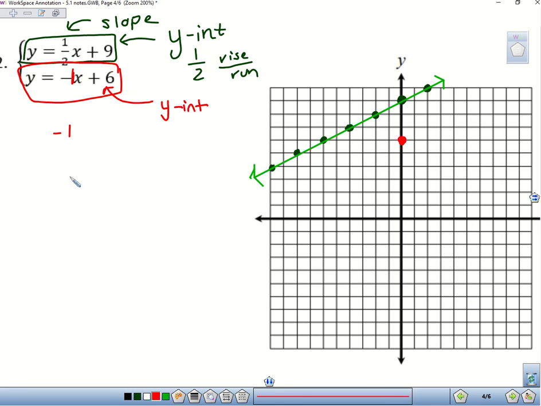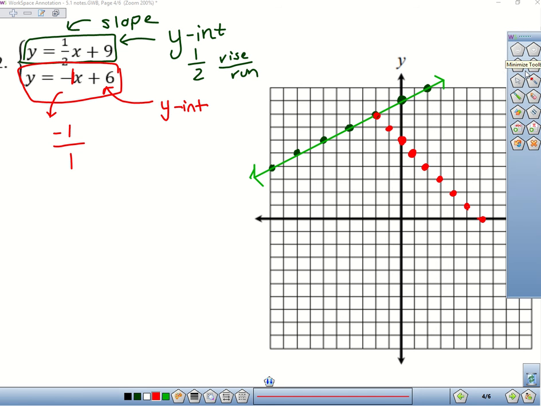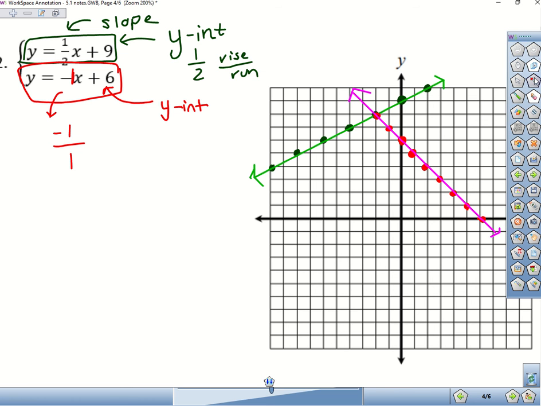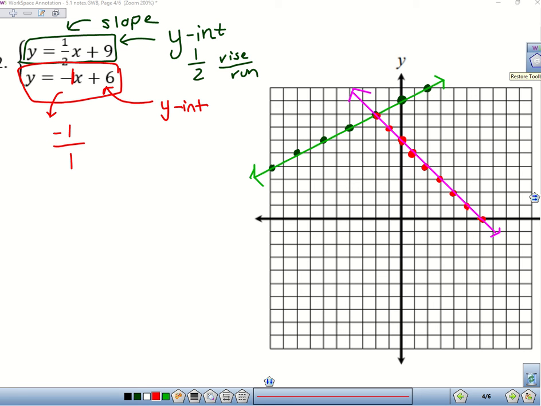You take your slope and you put it over 1. So I'm going down 1 over 1. Down 1 over 1, and you just continue this process like that, until you kind of see that intersection point. You guys see that intersection point? I'm going to do it in magenta because, yeah, close enough. You guys get the idea. So that's what it looks like.